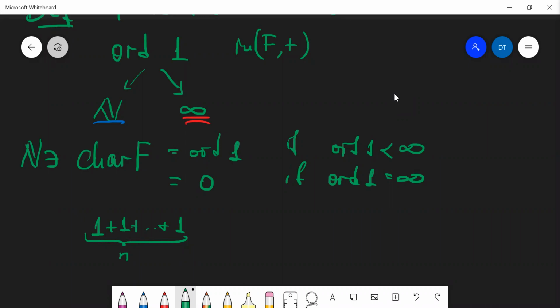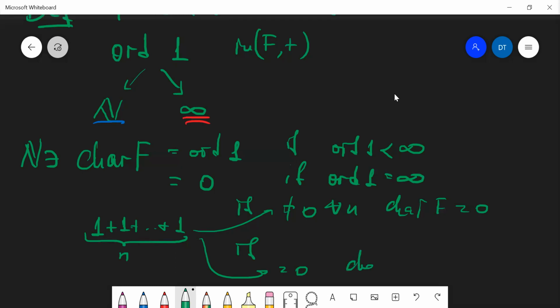And if you get a 0 element, the characteristic is the smallest possible n such that this sum gives you 0. So if this expression is not 0 for any n, then the characteristic of a field is 0. And if this expression becomes 0, then the characteristic is the smallest possible n with this property.